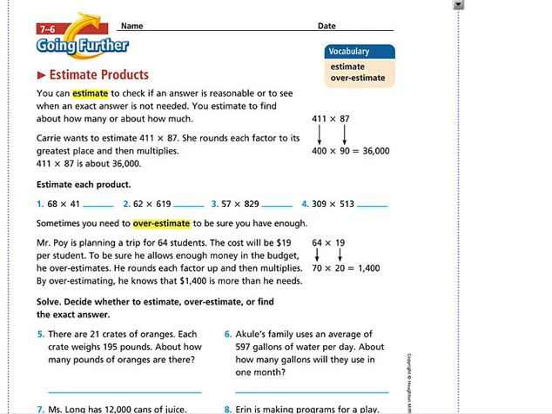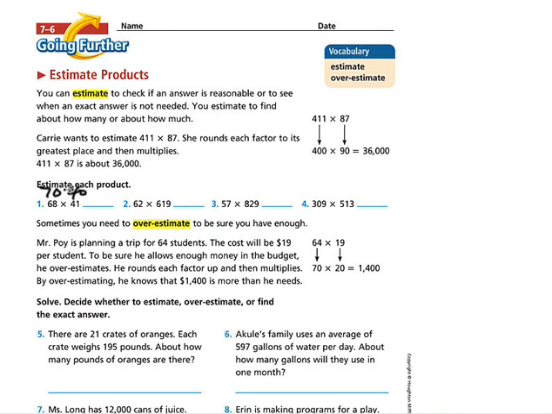We're not going to do the going further page, I don't think. Well, actually, maybe we will just briefly. So going further, it talks about estimating the product. So it's the same kind of thing. So we can estimate this to be 70 and this to be 40. And then we can multiply 4 times 7, and we get 28, and we add 2 zeros. So we know that 68 times 41 will be about 2,800.